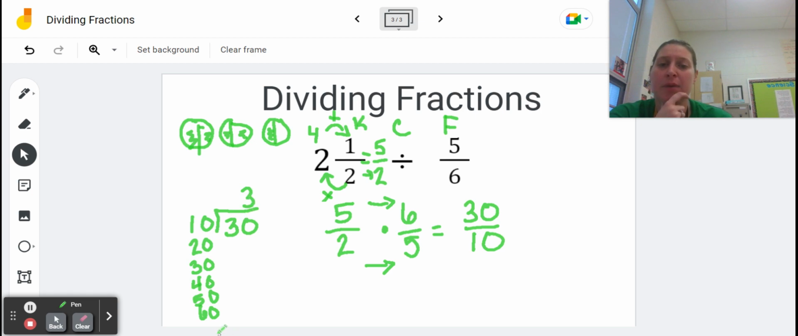I'm going to put a 3 up in my quotient. 3 times 10 is 30. I'm going to subtract and get 0. So my answer is 3. So 30 divided by 10 is 3 as a whole number.